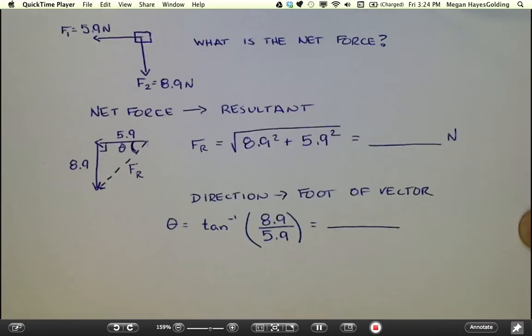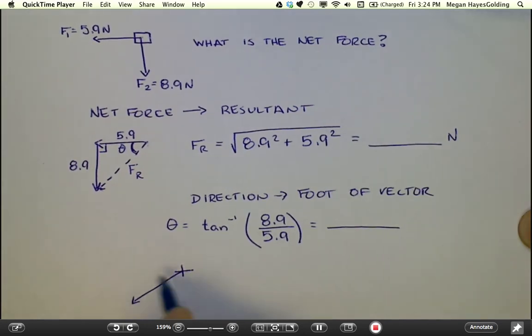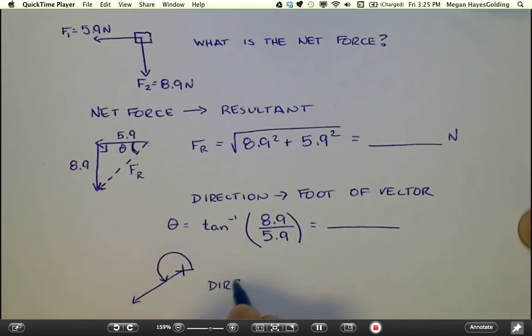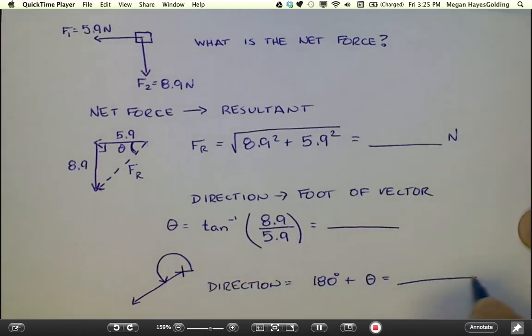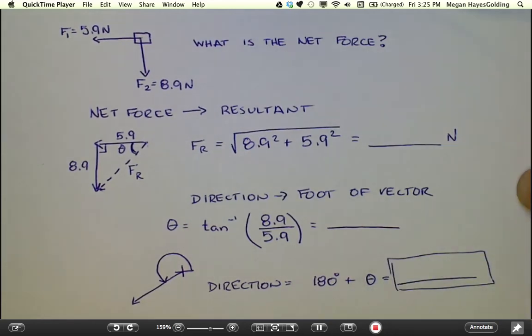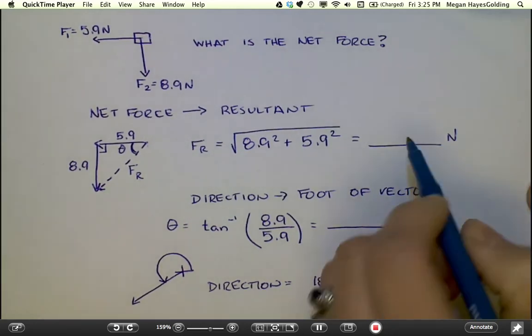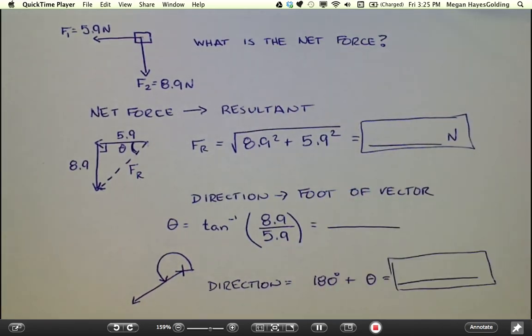Now that is not the direction measured from standard position. What you have here is a vector like this, measured from 0 degrees. That actual vector would be 180 degrees plus whatever you solve for theta. This would be the answer that you want to leave as your final answer, and here's the magnitude of that vector. I hope this helps in solving problems like this, finding net force.